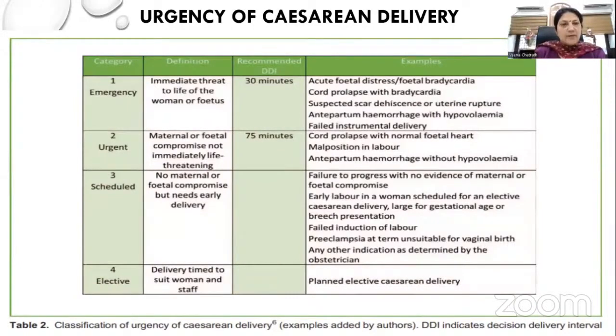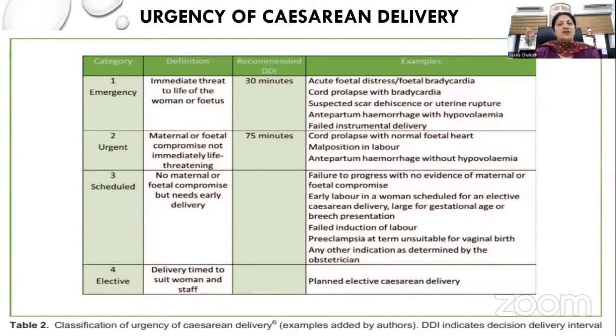Category 1 is emergency cesarean section, when there is immediate threat to the life of the woman or fetus, and the decision to delivery time interval should be 30 minutes. Examples of these are acute fetal distress or fetal bradycardia, cord prolapse with bradycardia, suspected scar dehiscence or uterine rupture, antepartum hemorrhage with hypovolemia, or failed instrumental delivery.